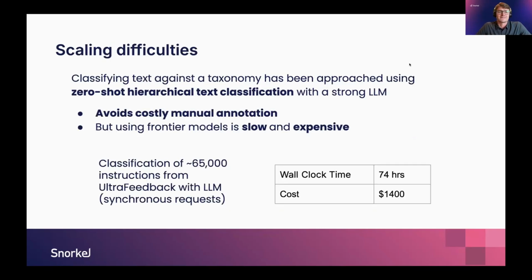But as you can imagine, classifying text against a taxonomy, which is a hierarchical structure, is going to be expensive if you use zero-shot hierarchical text classification with a strong large language model via zero-shot or few-shot prompting. But we want to do something like this because it avoids costly manual annotation. So we generated this taxonomy and we want to label data with it.